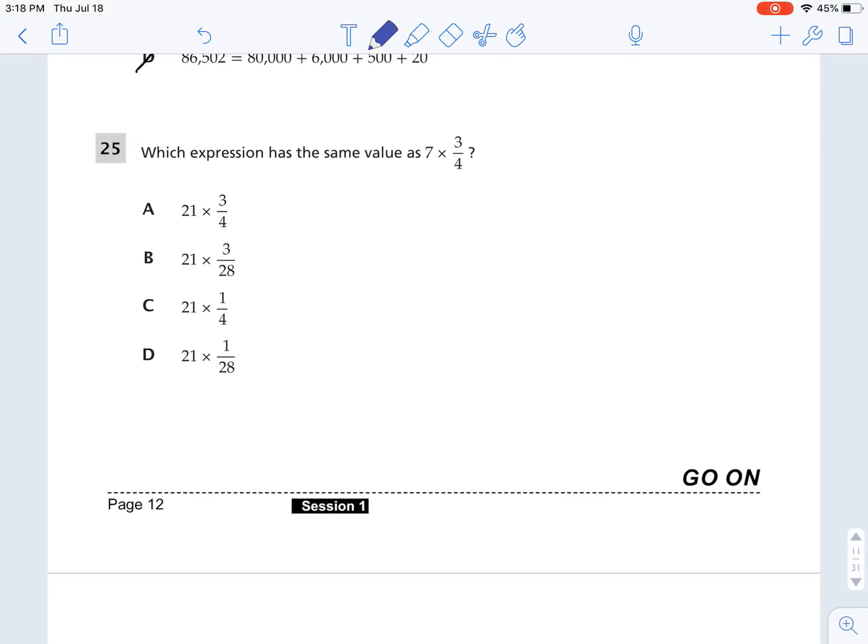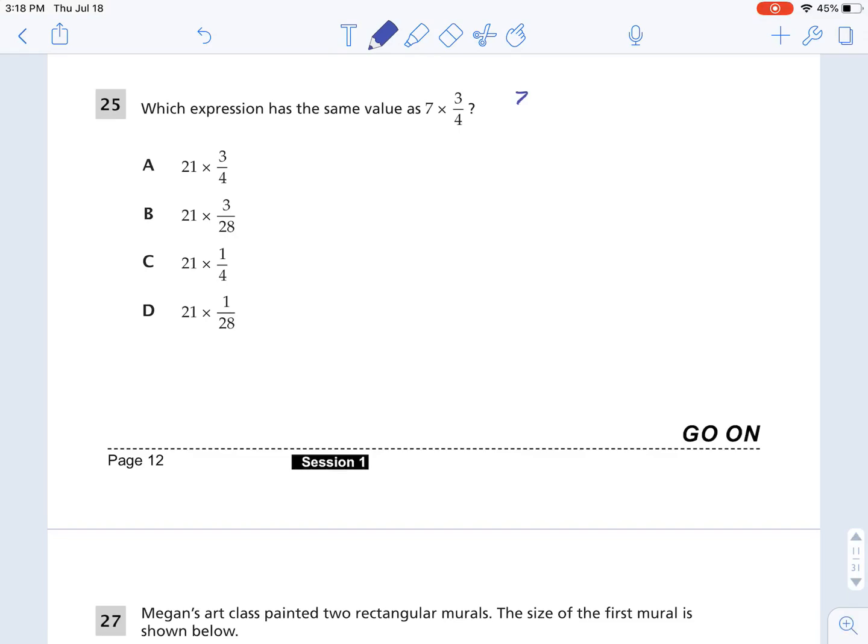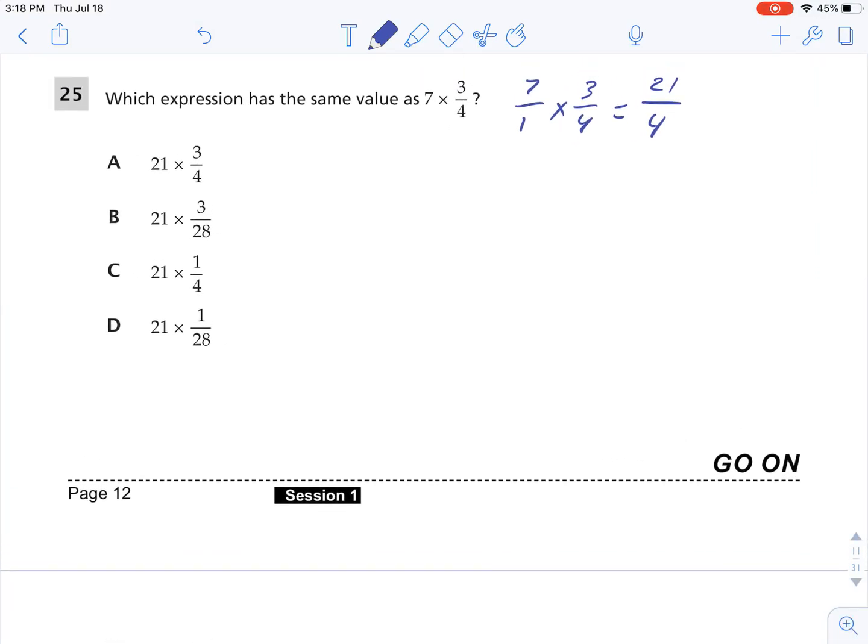7 times 3/4 is the same as 7 over 1 times 3/4, which equals, I can multiply the numerators and then the denominators. 7 times 3 is 21. 1 times 4 is 4. That is 21/4. I'm looking for an answer that has the same solution as 21/4. 21 times 3/4 for A. That's 21 over 1 times 3/4, which is equal to 63/4. That is not the same as 21/4, so we can eliminate A.